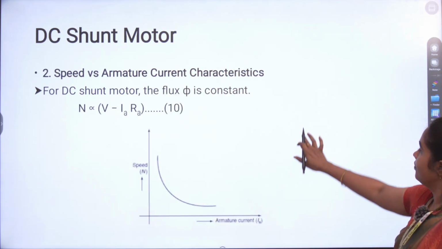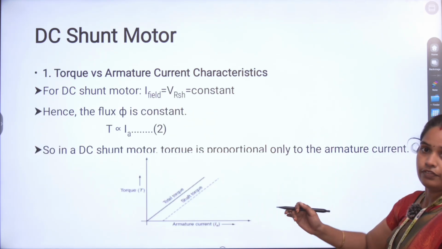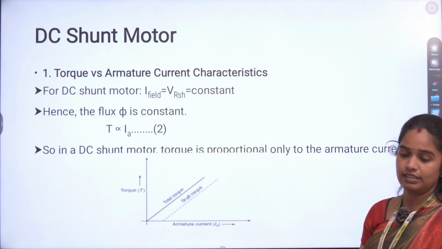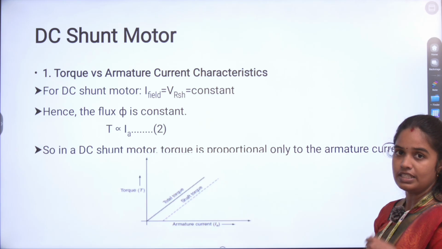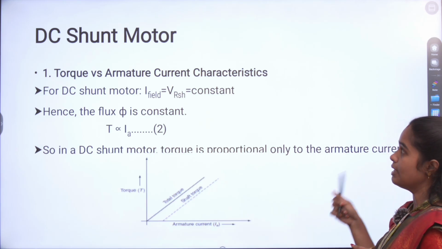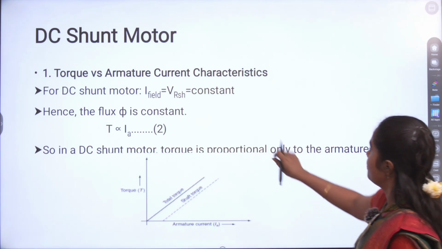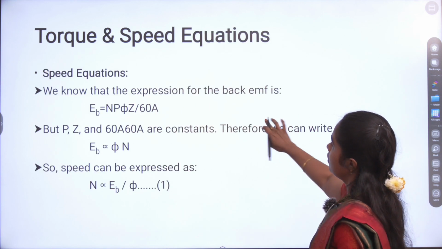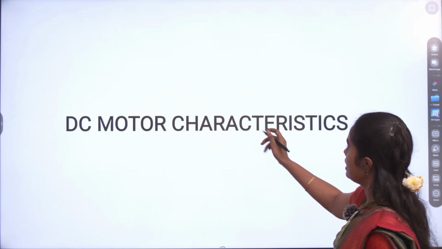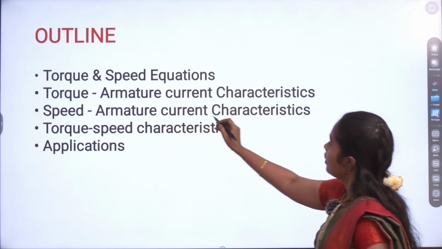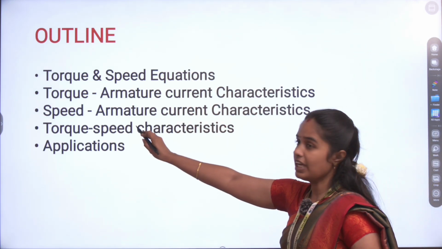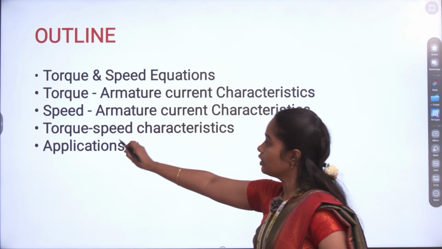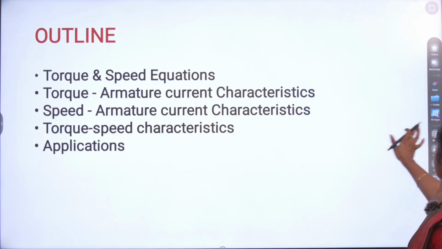And next is the characteristics of the DC motor. Usually the characteristics of a motor are separated into two types. First one is the electrical characteristic, another one is the mechanical characteristic. Torque versus armature current and speed versus armature current are the electrical characteristics, and torque versus speed is the mechanical characteristic.